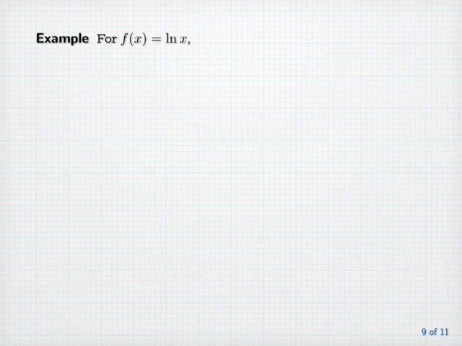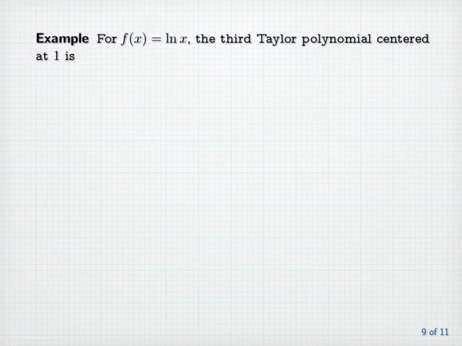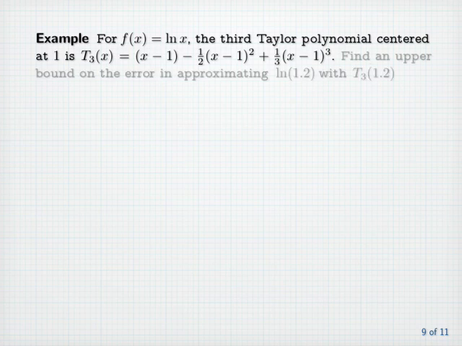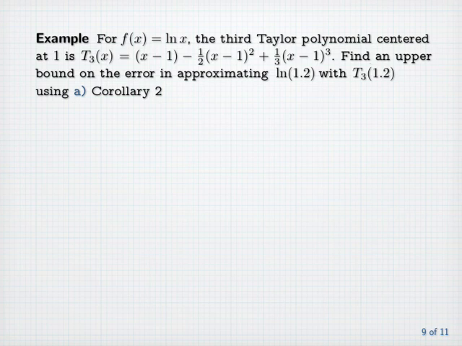Example: for f of x equal to the natural log of x, the third Taylor polynomial centered at 1 is t3 of x equal to x minus 1 minus 1/2 of x minus 1 squared plus 1/3 times x minus 1 cubed. Find an upper bound on the error in approximating the natural log of 1.2 with t3 of 1.2 using A, Corollary 2, and B, the remainder estimate for alternating series.